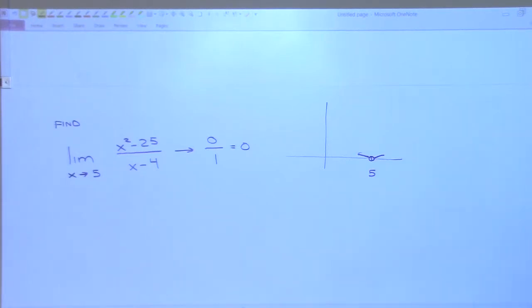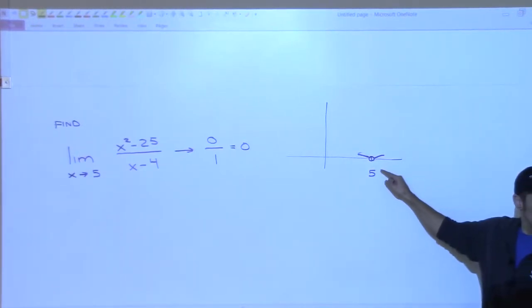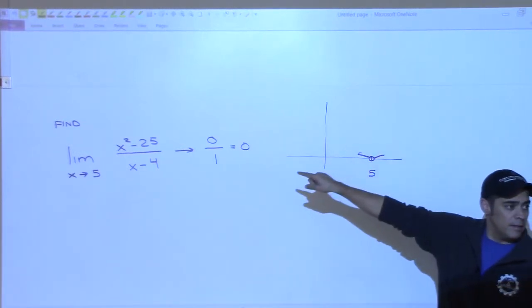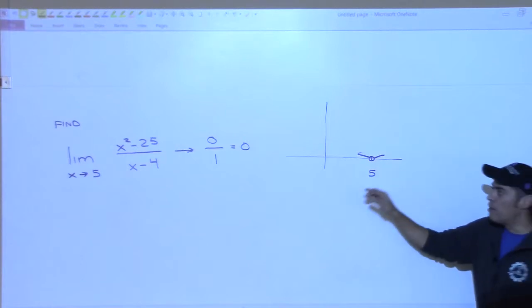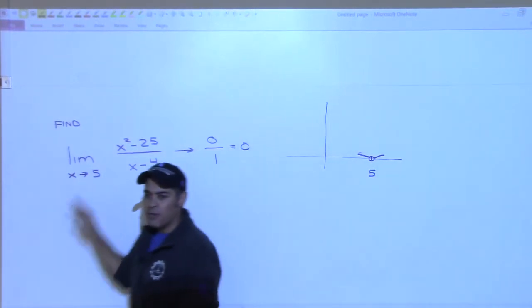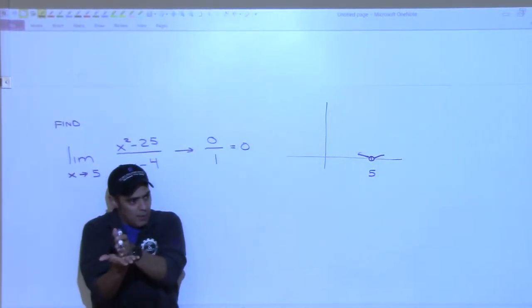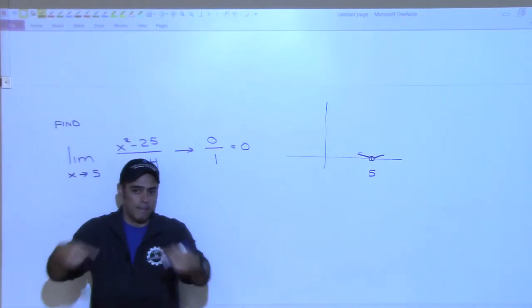Is it safer to always assume an open circle when you're graphing? Always assume an open circle. The only way to know what's happening at 5 is to do what? Plug 5 in, right? It does, in this case, turn out to be solid. But when we're talking about limits, we're never talking about what's happening at the number. We're always talking about what's happening as we approach.